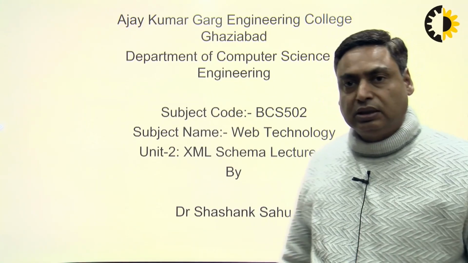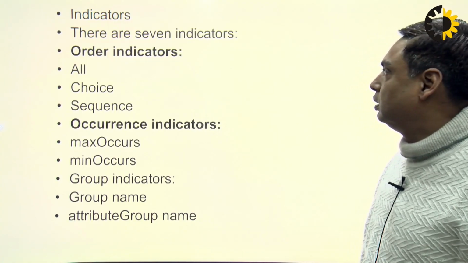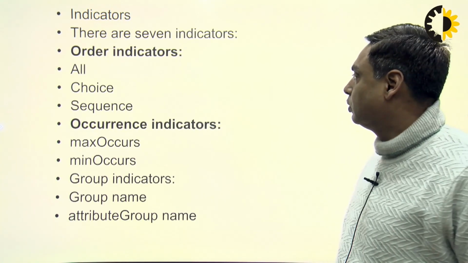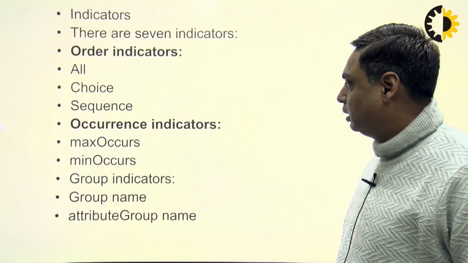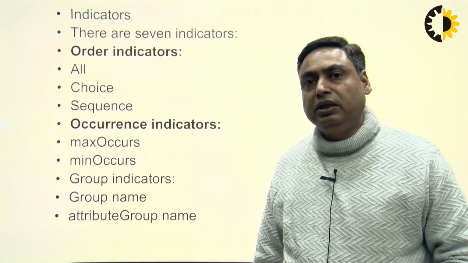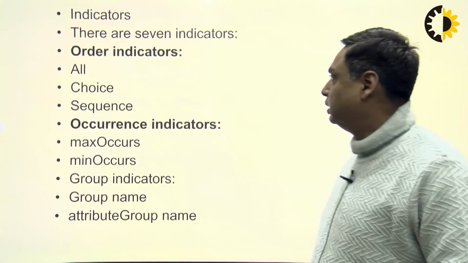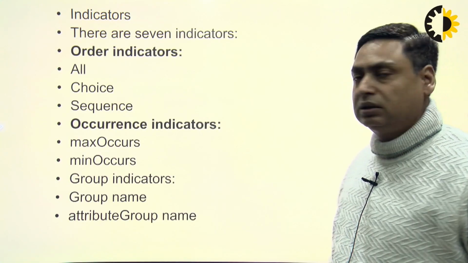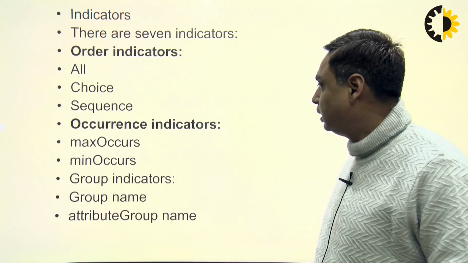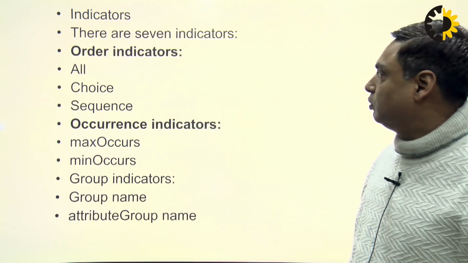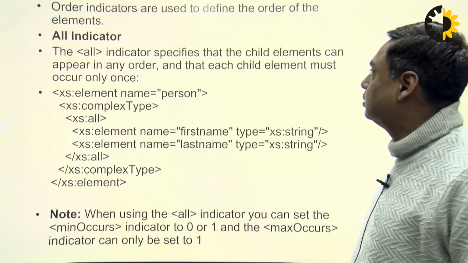So, in this lecture, I am going to cover the topic of XML schema related to indicators, the occurrences, and group indicators. Basically, I am covering 3 topics in this video lecture. One is order indicators, second is occurrence indicators, and third is group indicators. So, start from the order indicators.